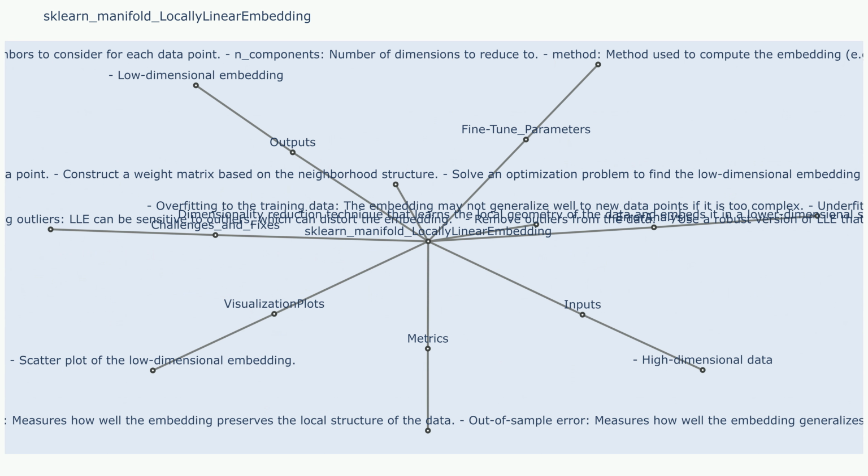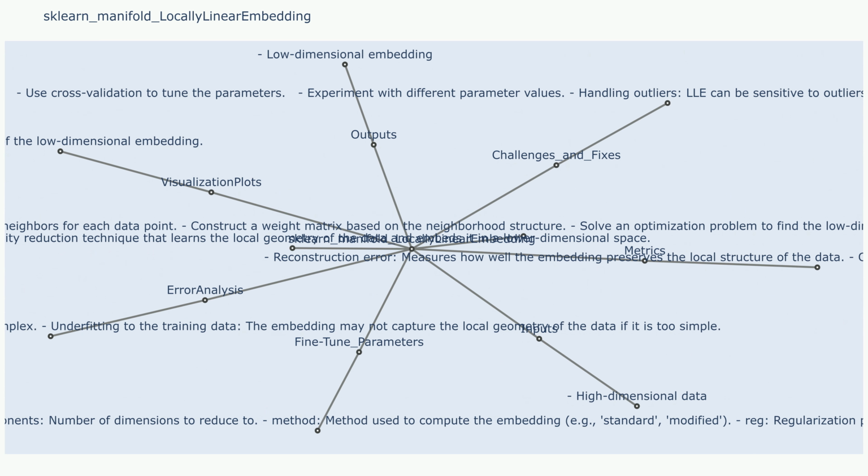Visualization plots. Scatter plot. The reduced data can be visualized in a scatter plot to explore the relationships between data points in the lower dimensional space. Pair plot for lower dimensional embeddings, e.g., 2D or 3D. A pair plot can be used to visualize pairwise relationships between different components of an embedding.